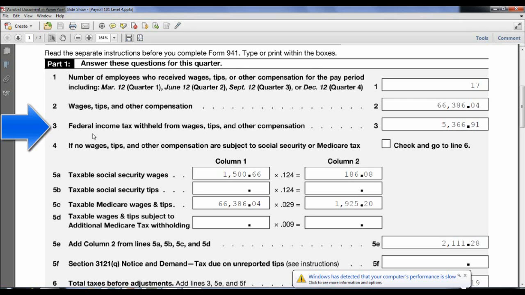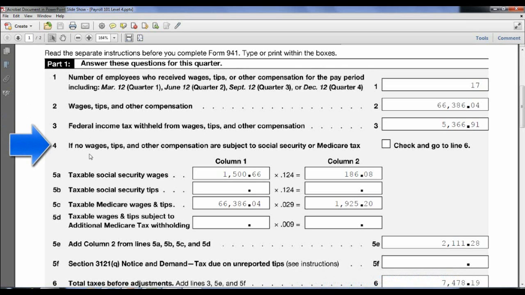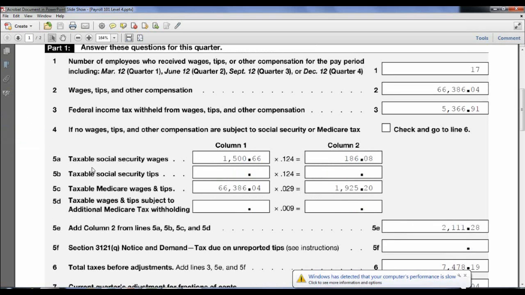Again, this is not necessarily what you paid, but what the system calculated and withheld from all wages during the quarter. Line 4. If no wages, tips, or other compensation are subject to Social Security or Medicare tax, you would check that box there. If not, you would leave it blank.